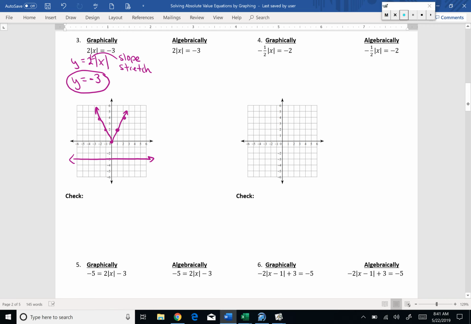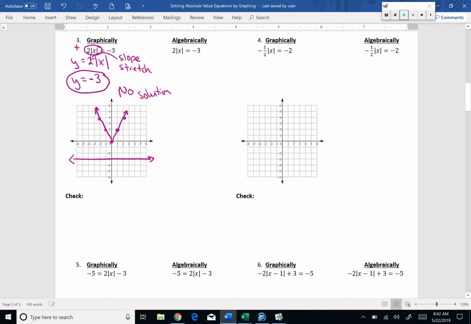So if I try to take the absolute value of 2 times the absolute value of x, if I try to get that to equal -3, it's not going to work. My 2 is positive. The absolute value of x is always going to be positive. So this right side is always going to be a positive times a positive. That right side's always going to be positive. Absolute value always comes out to be positive. Positive times a positive is always positive. This one is a no solution.